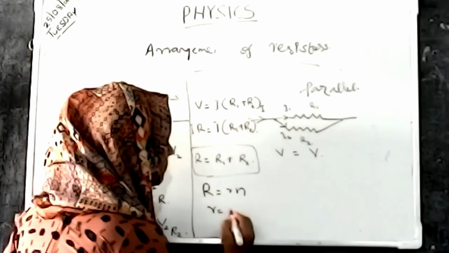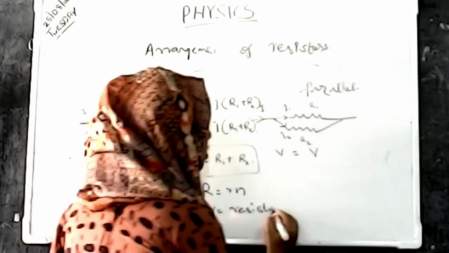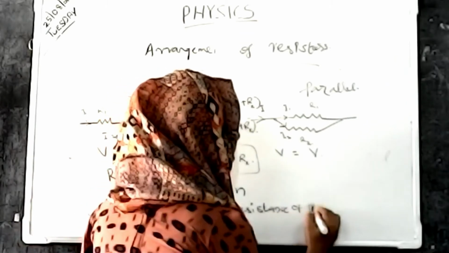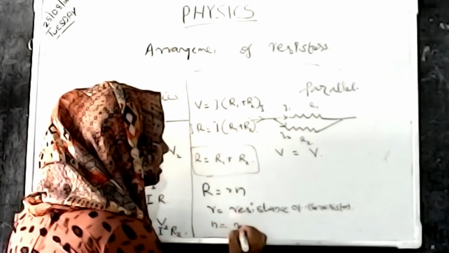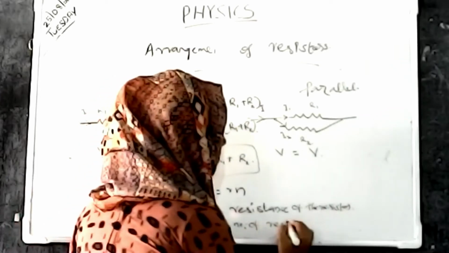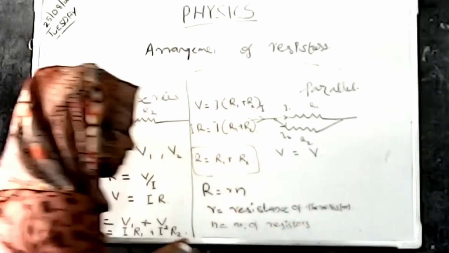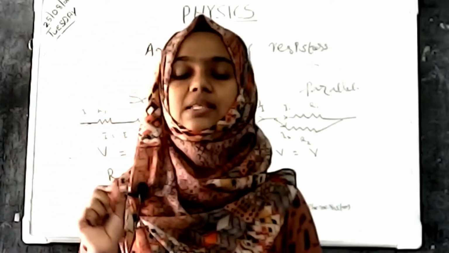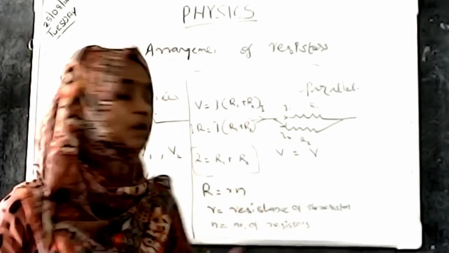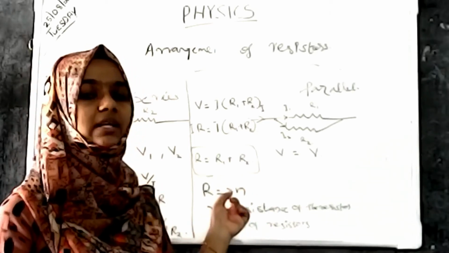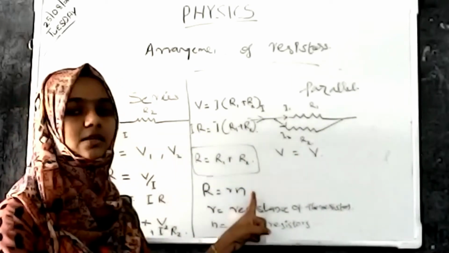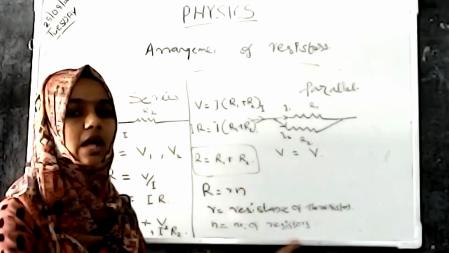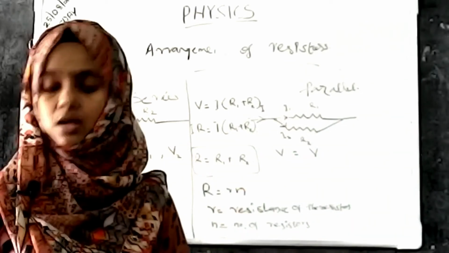R is the resistance of the resistor and N is the number of resistors. If the resistance of each resistor is the same, in that case we use this equation for finding the effective resistance: R equals Rn. R is the resistance of the resistors and N is the number of resistors. This effective resistance is for the series connection.